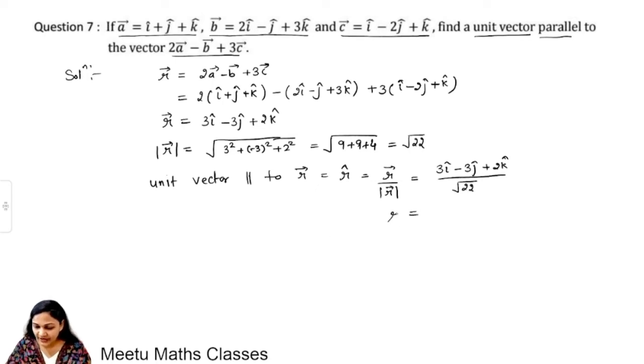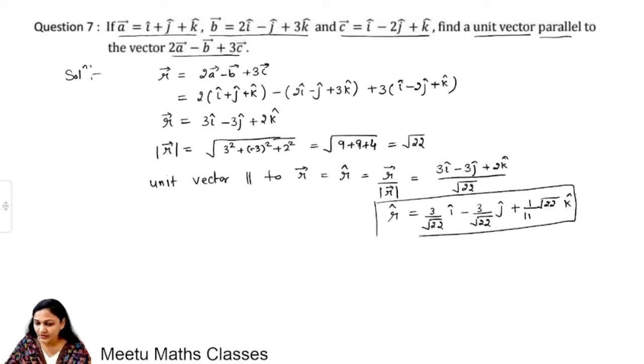So here finally the unit vector along R is 3 upon root 22 i minus 3 upon root 22 j plus 2 upon root 22 k, and this is the required unit vector.